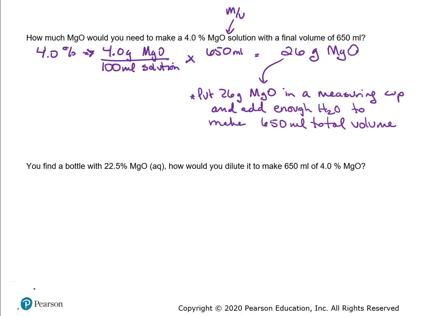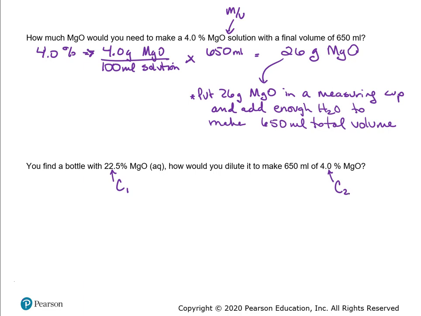But if you find a bottle with a 22.5% magnesium oxide solution, then you could dilute this. So I have a more concentrated sample and I want to know how would I dilute it to make this 650 milliliters of that 4% magnesium oxide. So do you see that this is the more concentrated? 22.5 is more concentrated than 4. So this is going to be C1. So the lower one is going to be my C2.